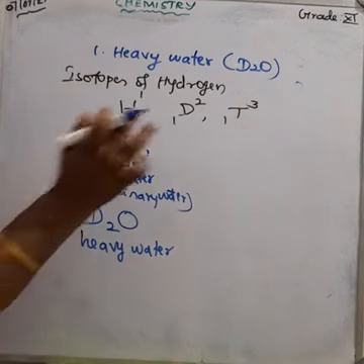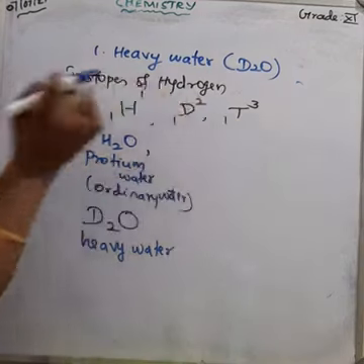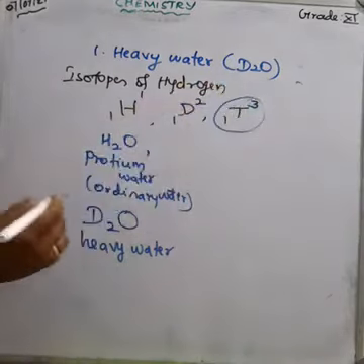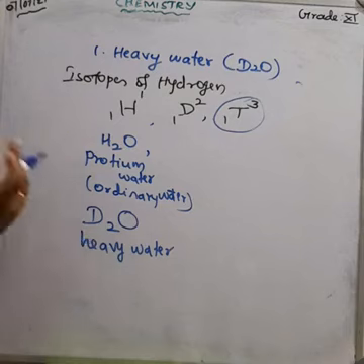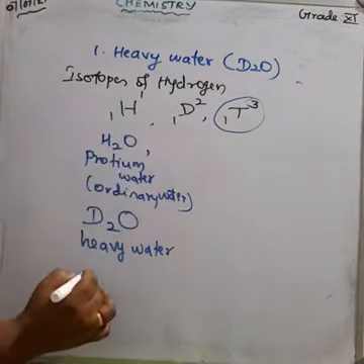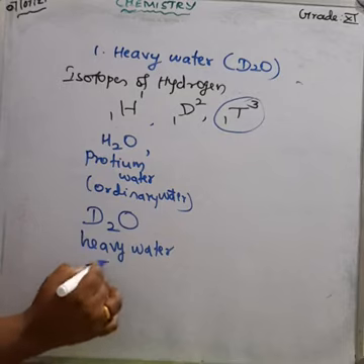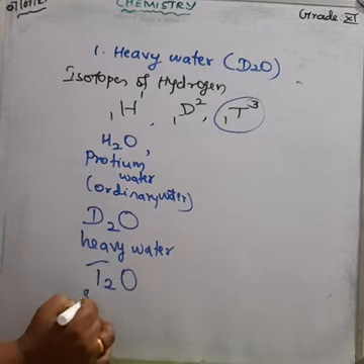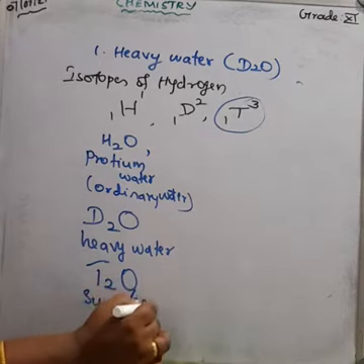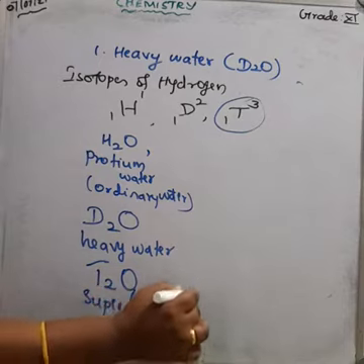Oxide of super heavy hydrogen. Super heavy hydrogen means tritium. Tritium is one of the radioactive elements. Okay, the oxide of tritium is called super heavy water. T2O we call super heavy water. These are the three isotopic forms of water.